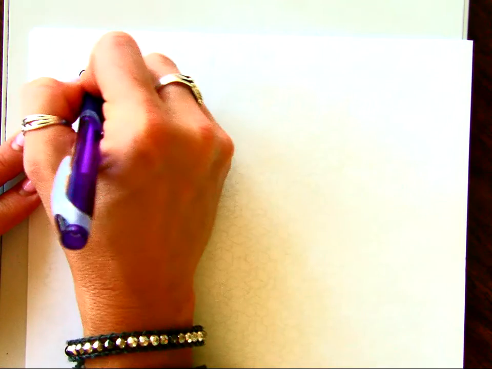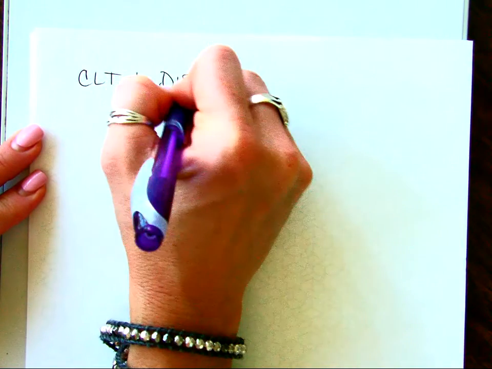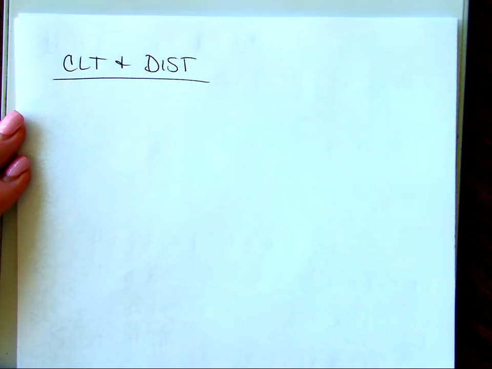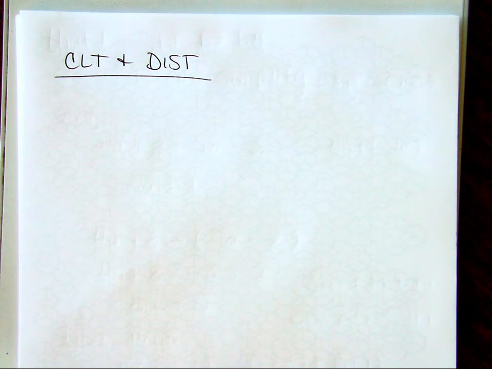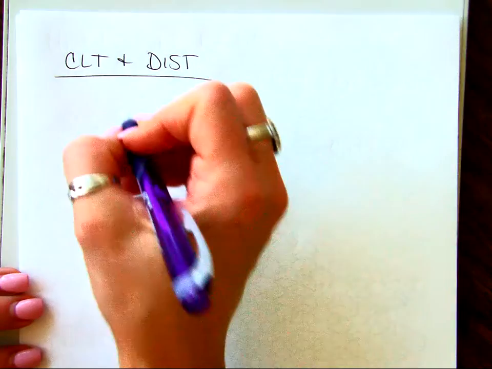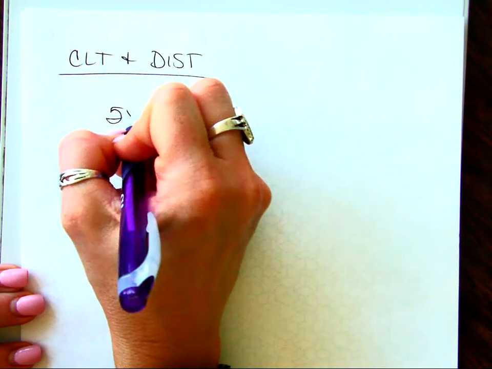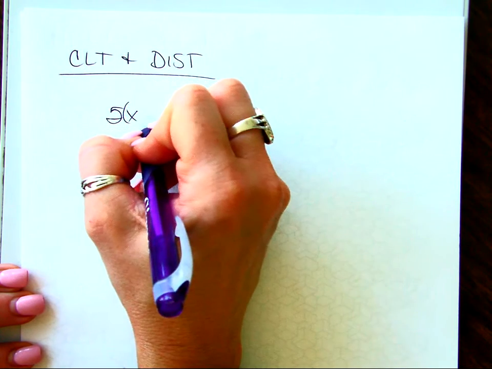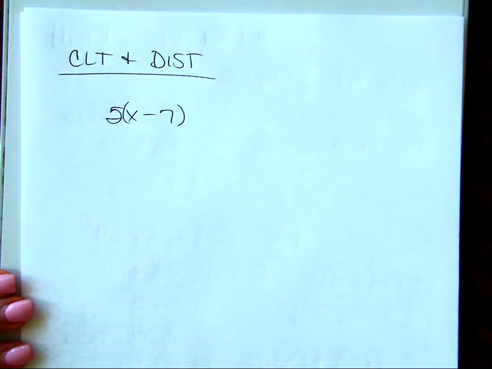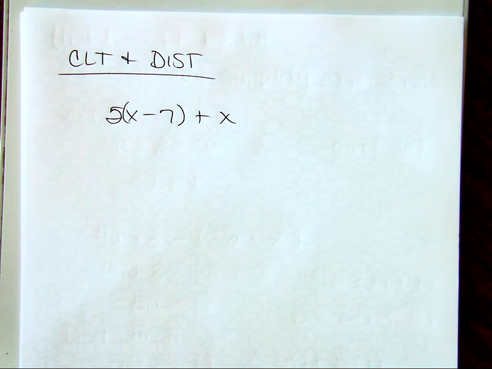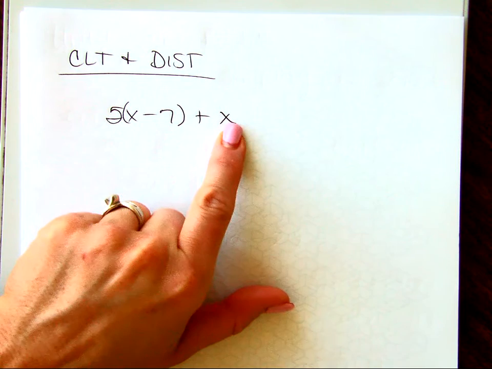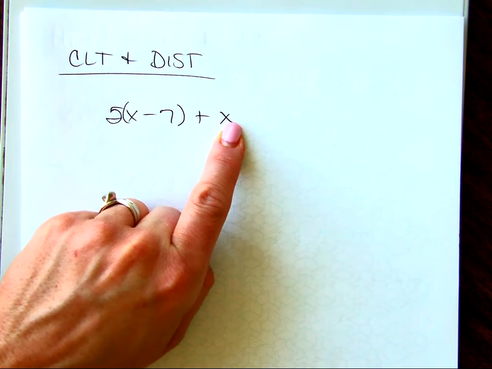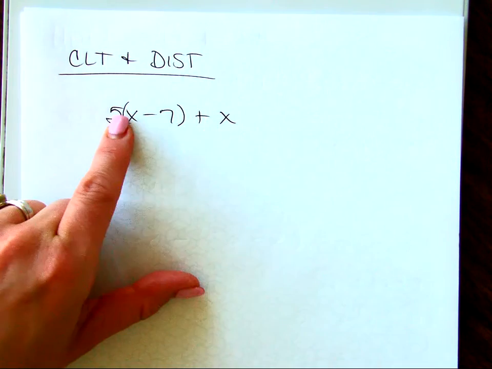So we're going to say combine like terms and distribute, all right? I know you did tons of equations like this last year, so we're just doing a quick review. So let's take 5 times x minus 7, and then let's say plus x, all right? The way that I taught this last year was identify what you have to do first, because now order of operations comes into play. So what can I add this x to? Nothing yet, because you can't do addition before you do multiplication, right?